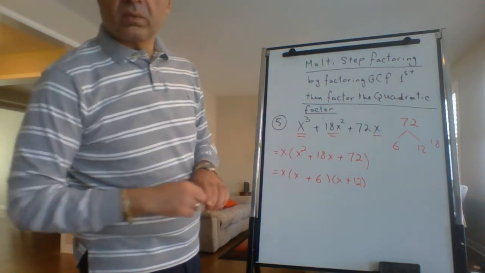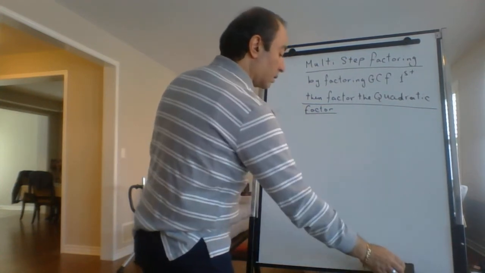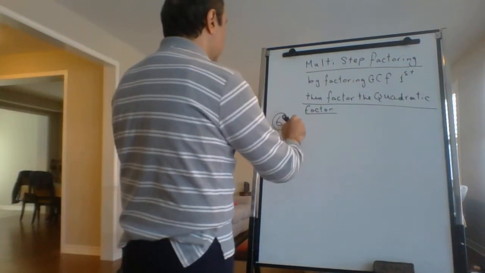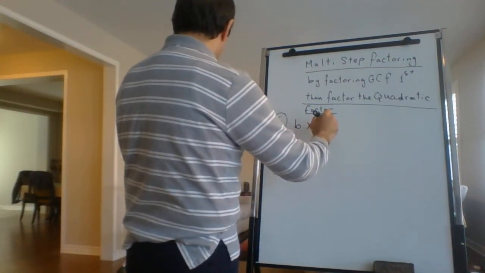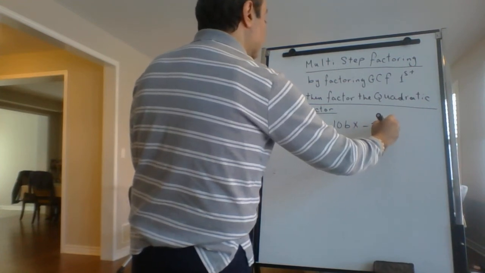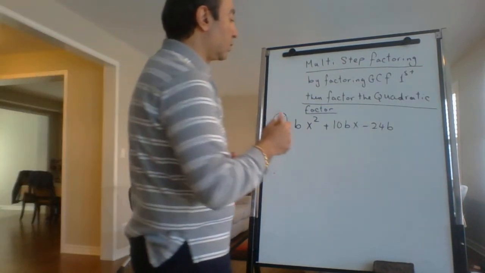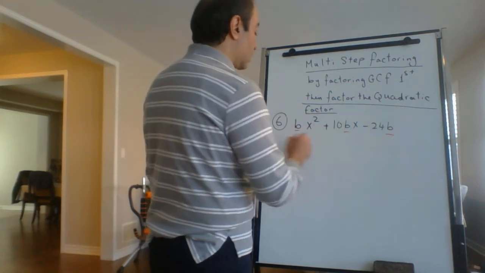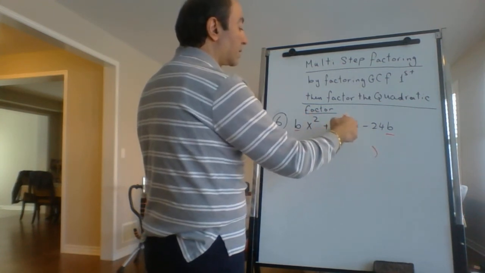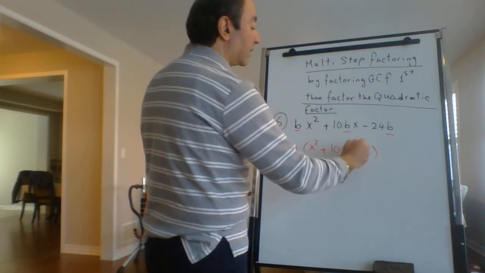Let me do one more example. x squared plus 10bx minus 24b, and we need to factor this. When we try to factor this, again we need to look for common factors. I see that b is common in all of them, so I will factor the b out. If I factor the b out, this divided by b will be x squared. 10bx divided by b, the b and the b cancel out, so that's plus 10x. 24b divided by b is negative 24.